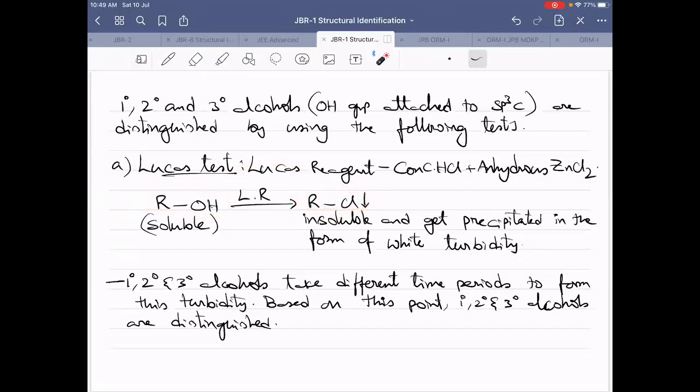Alkyl chloride is insoluble in water, whereas alcohol is soluble in water. So as soon as the Lucas reagent is added, the alcohol gets converted into alkyl chloride, which is insoluble, and it will be precipitated. Now coming to precipitate, different types of precipitation will happen.